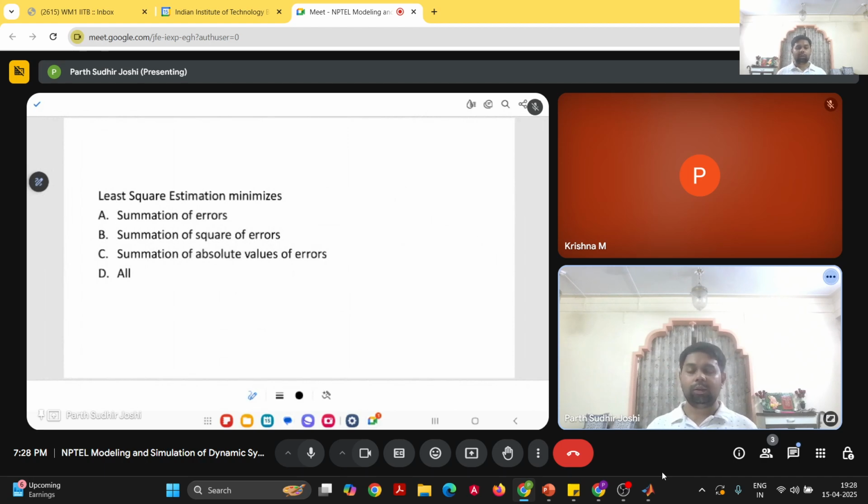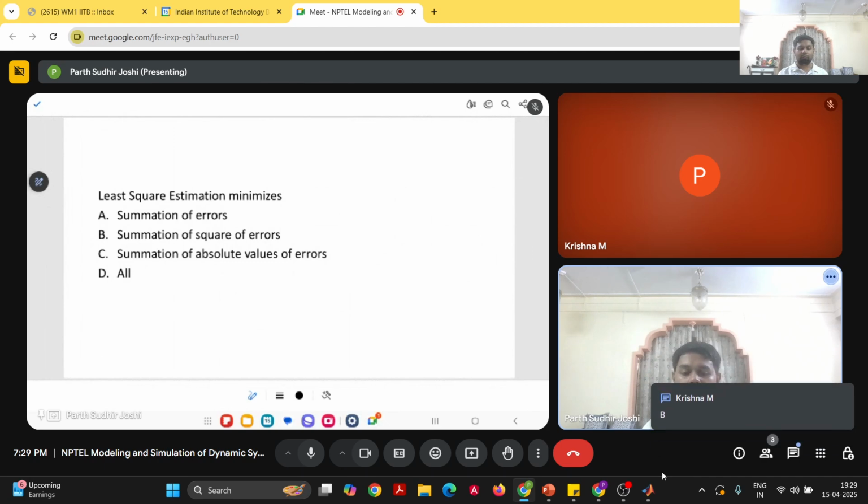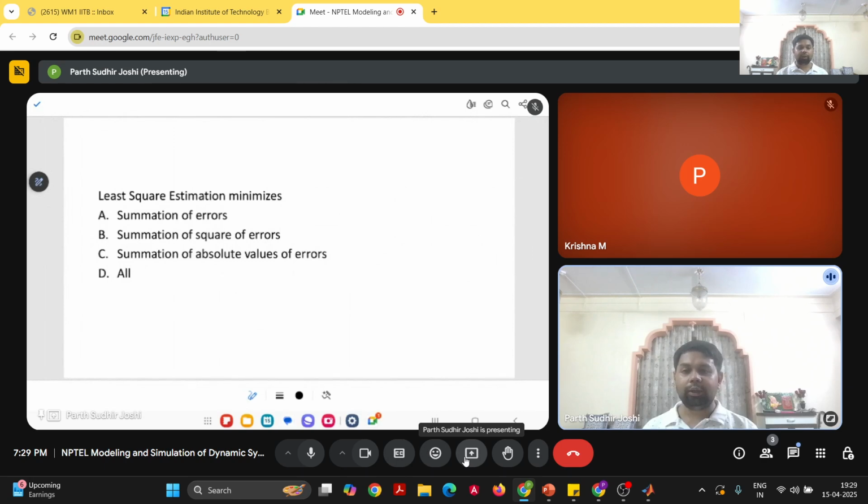Now the next question is: least square estimation minimizes what? The summation of errors, the summation of squares of errors, the summation of absolute values of errors, or all of these? Yes, you're right. The least square estimation method minimizes the summation of the squares of errors.